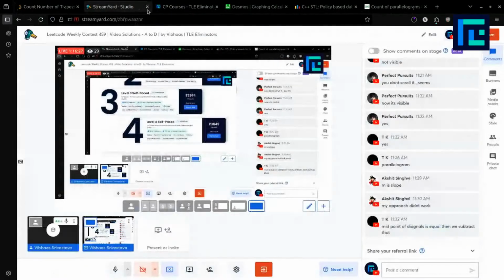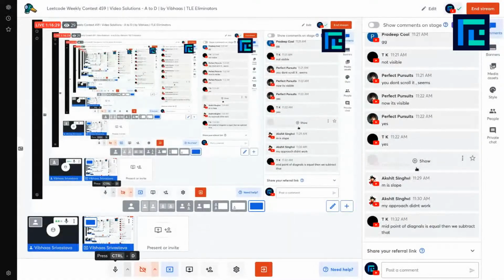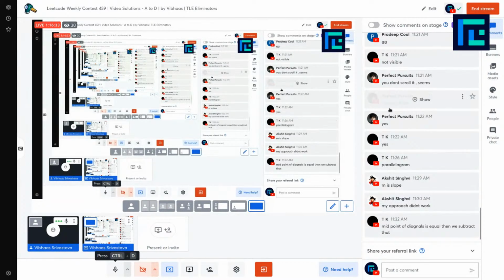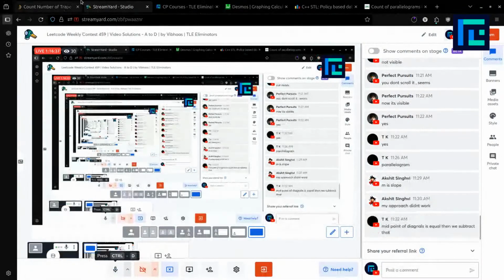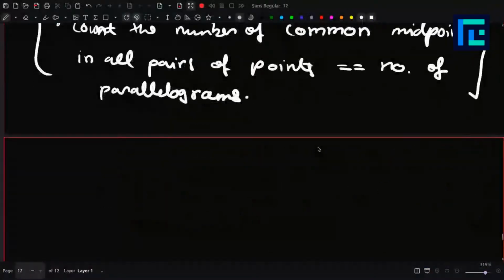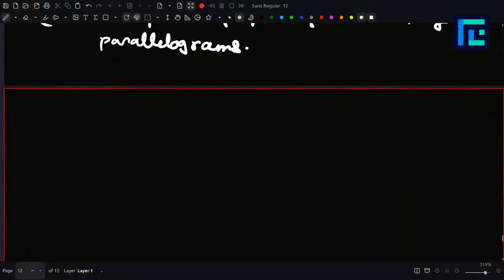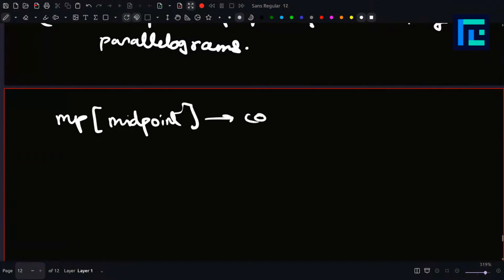Basically, for every pair of points, we need to find the midpoint, right? And the number of midpoints which coincide, that is the total number of parallelograms. Okay, I hope that makes sense. So what we're going to do is have another map for each midpoint. For each midpoint, what is the count?